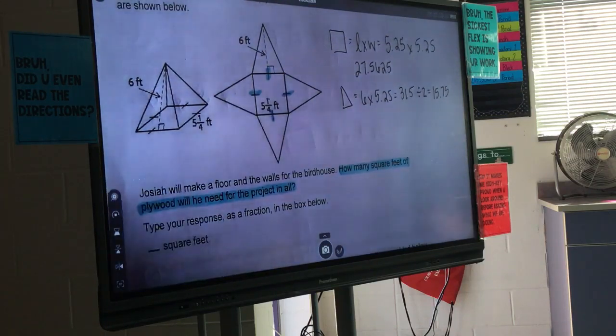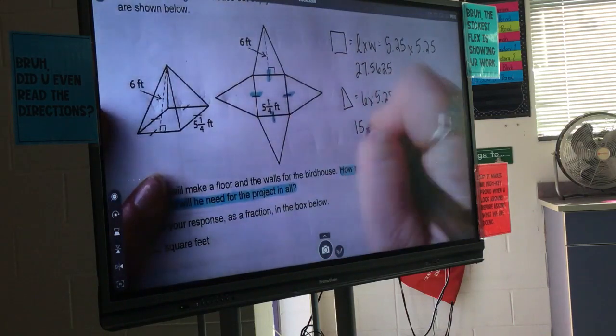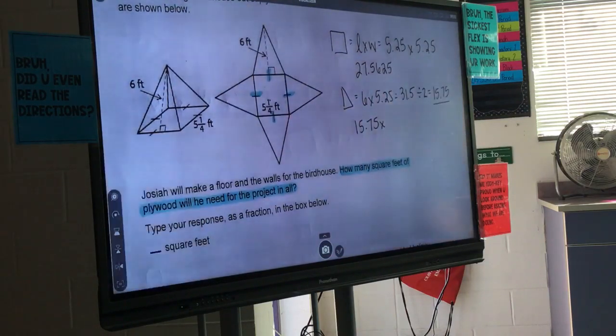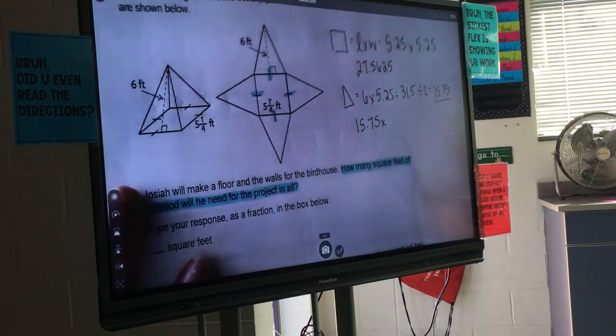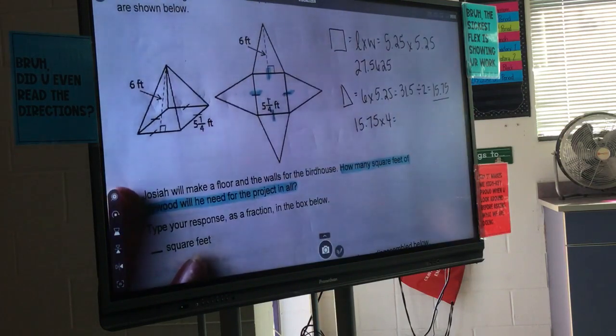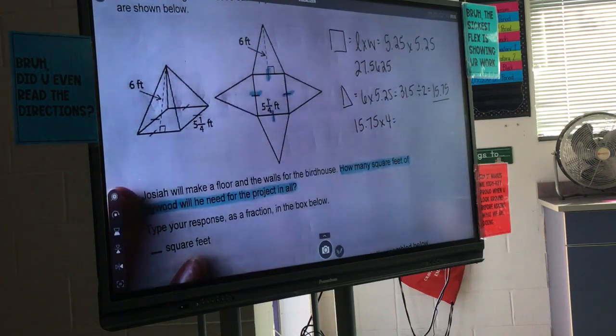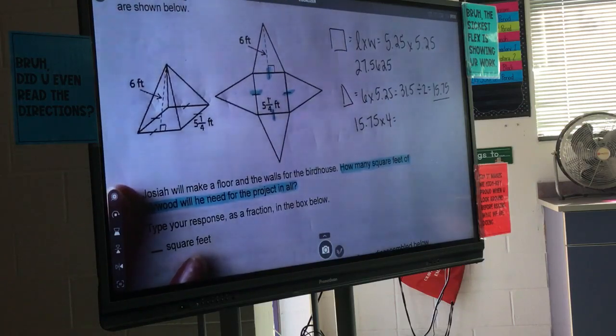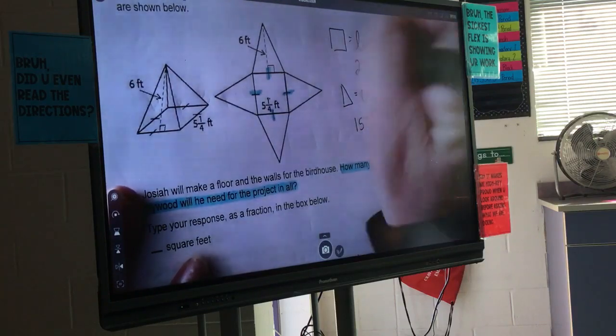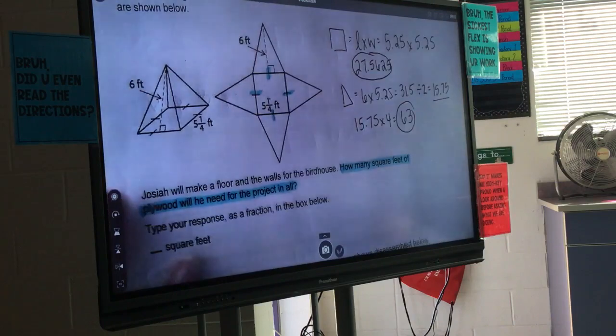Okay, 15.75. All right, what can I do with this 15.75 now? What can I multiply it by? Yep. So punch into your calculator 15.75 times 4. And again, just tell me the number. You don't have to try to say the decimal name. Bentley. 63. So now what do I do with 63 and 27.5625? What do I have to do with those two?